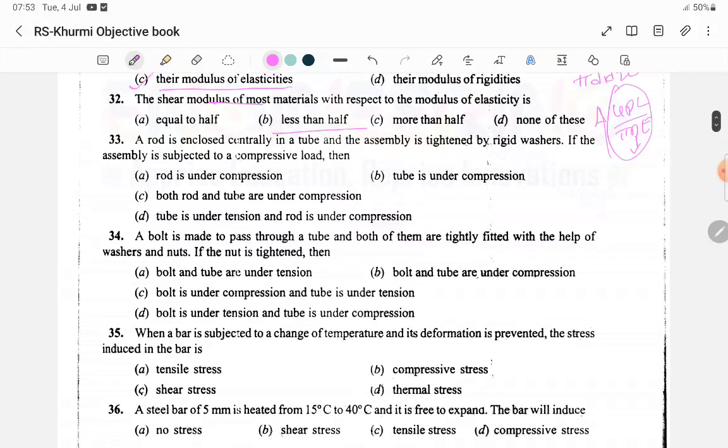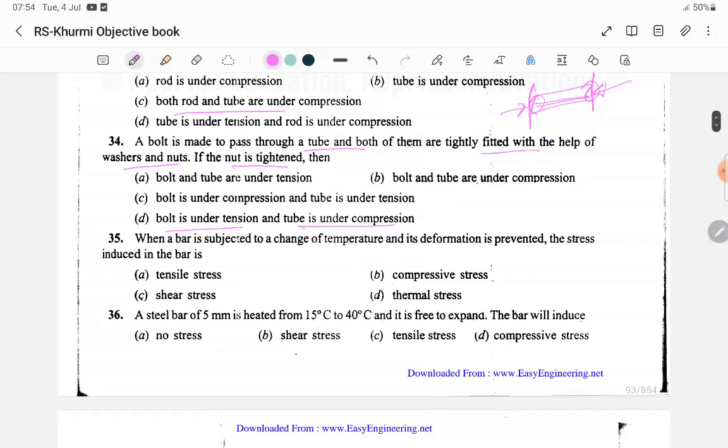A rod is enclosed centrically in a tube and the assembly is tightened by a rigid washer. So there is a rod, a tube and a washer. If the assembly is subjected to compressive load, then both the tube and rod are under compression. You are applying force from this side and this side, so both are under compression. A bolt is made to pass through a tube and both of them are tightly fitted with the help of the washer and nut. When the nut is tightened, the bolt is under tension and the tube is under compression.